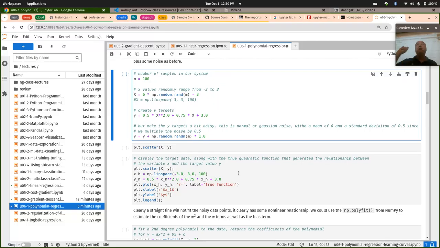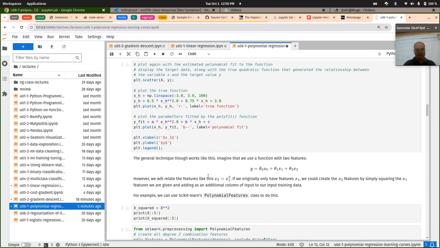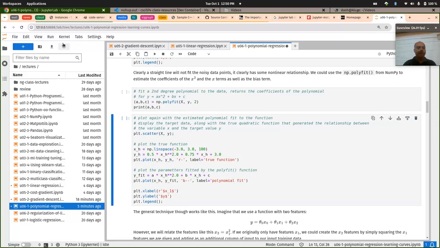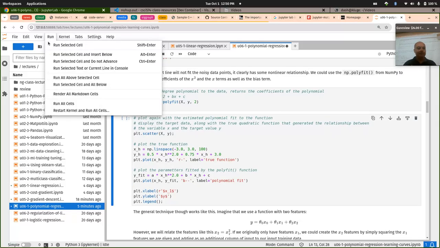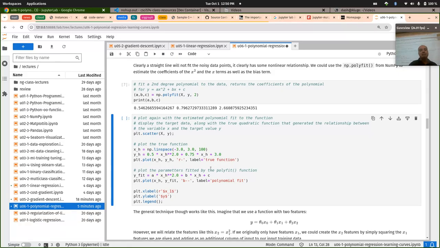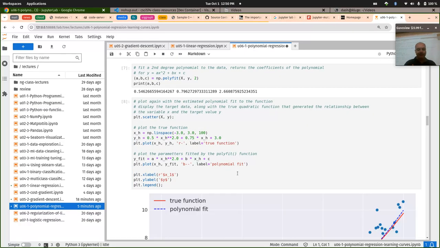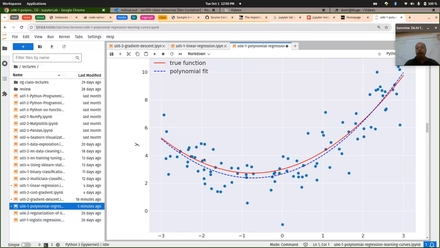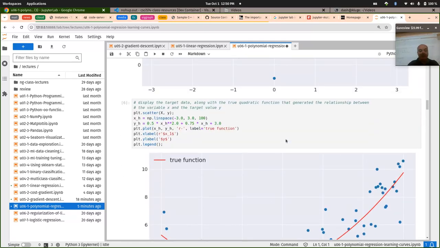So you'll get less good fits, right? So if my noise is twice as big, and we rerun it, you'll see that the model is not quite as good, right? So you'll get quite a bit of a bigger difference each time you run that, right? And if it's even noisier, it'll be even worse, right?